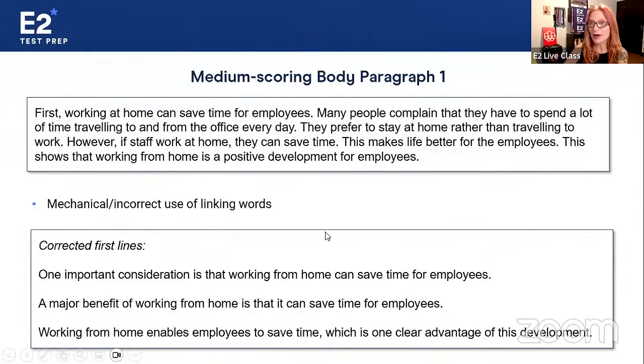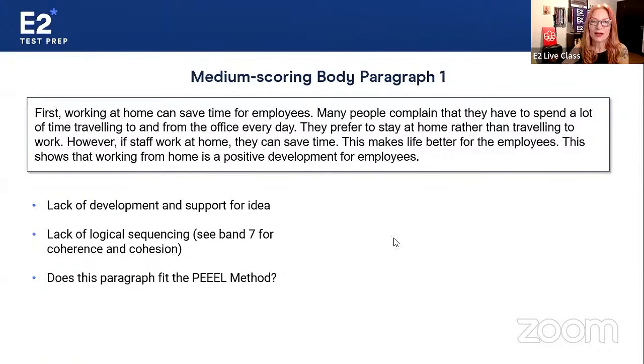So here are some ways that you can go with one important. So it's kind of like you're paraphrasing the idea first. When we say first, that means, okay, this is the top point, the most important point, but that's the idea first. So it's a major benefit, or beginning sentences with participles. Also, lack of development and support for ideas. Definitely. It's lacking here because it's so repetitive, right?